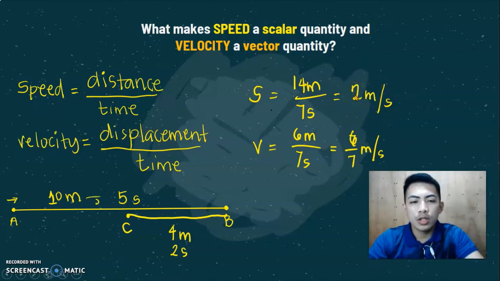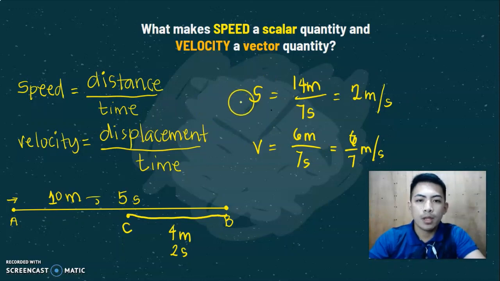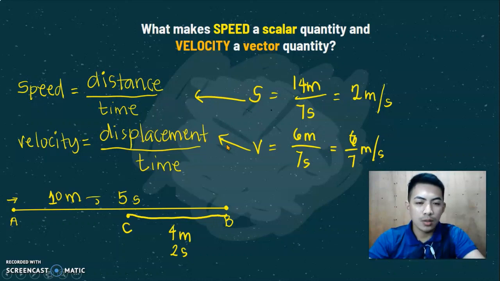So you will now notice the difference between speed and velocity in one trip. If an object travels from A to B and then goes back to point C, you will have different values for its speed and velocity, because speed is more concerned with distance and velocity is for displacement. That is how speed differs from velocity. That is because of their formulas, distance and displacement. And displacement in this case is also concerned with the direction.